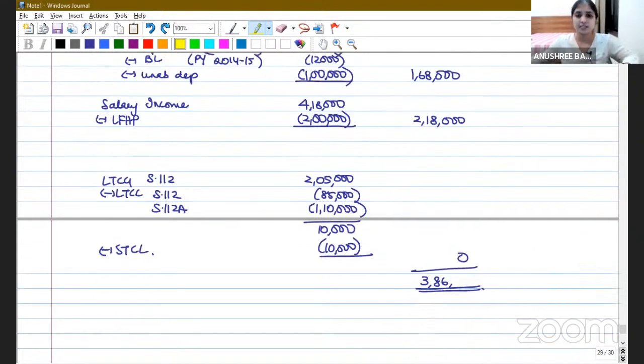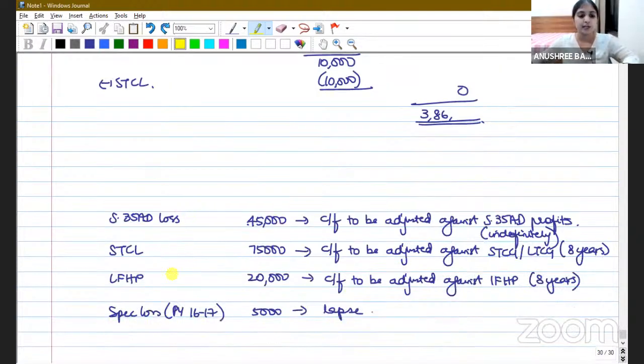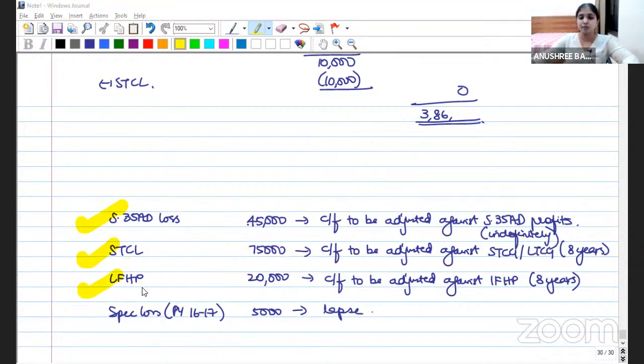The rest of the question is pretty simple. We are going to carry forward 3 losses: 35AD loss, short-term capital loss, and loss from house property. Is this clear for everybody? Yes. Any questions? Can we go to the last question now?